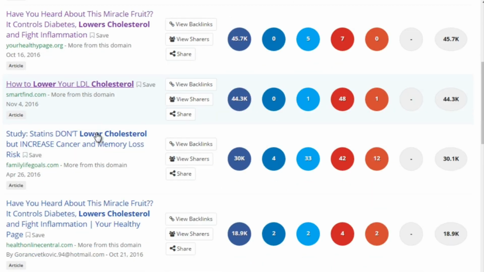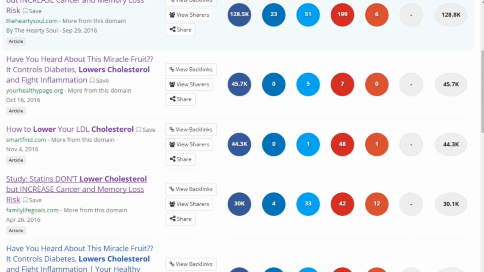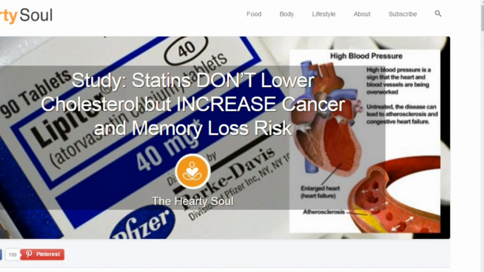So let's just take a quick look at these sites and see what they're all about. By doing so, this is a good way to figure out topics as well, which we'll talk about later on. But let's just take a look at the sites and see what they are doing.